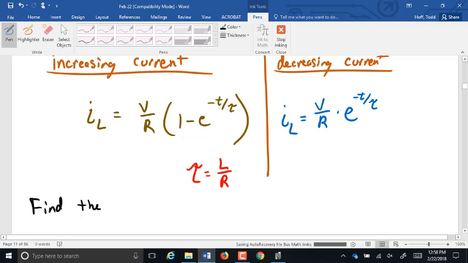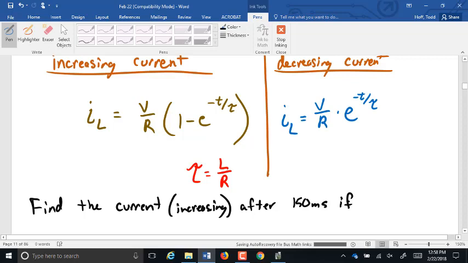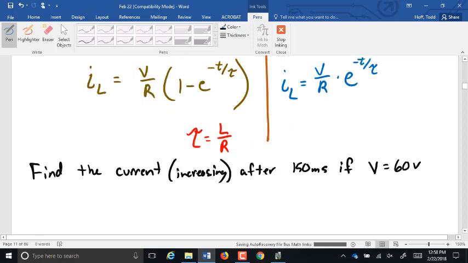So find the current. I'll put a note in here, increasing, after 150 milliseconds if the voltage is 60 volts, resistance is 3 kilo ohms, and inductance is, trying to remember my reasonable, let's just go 200 henries. So increasing means we're using this formula right here.